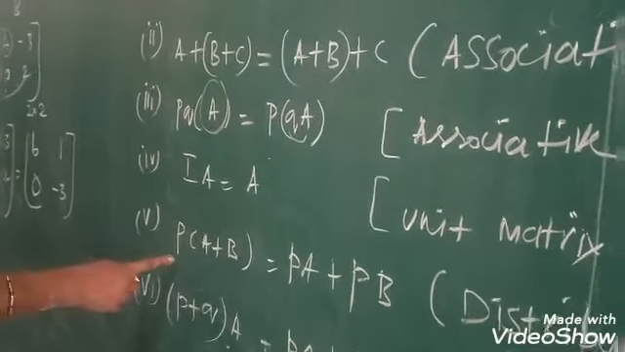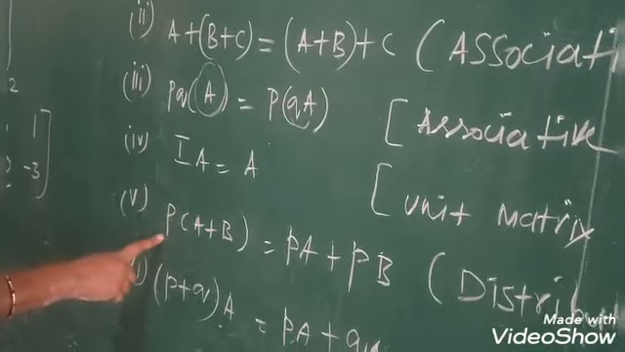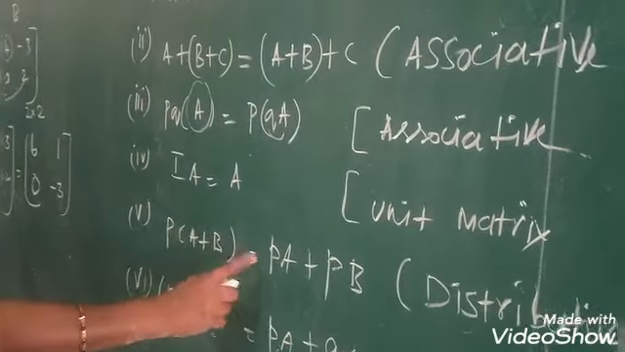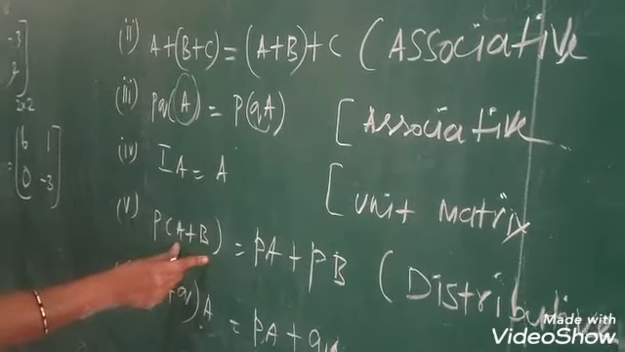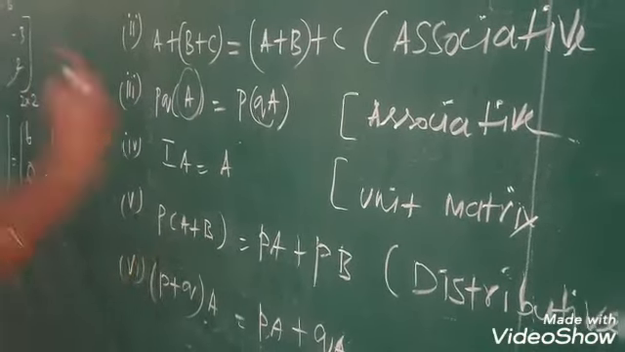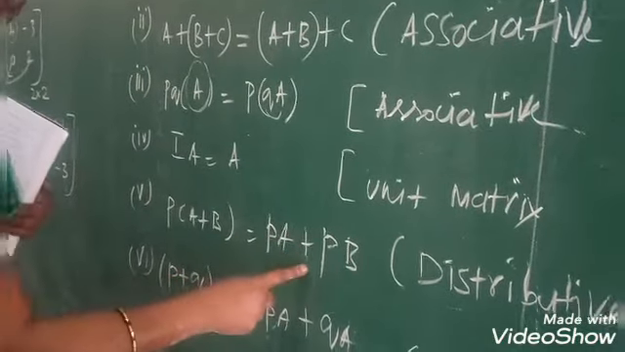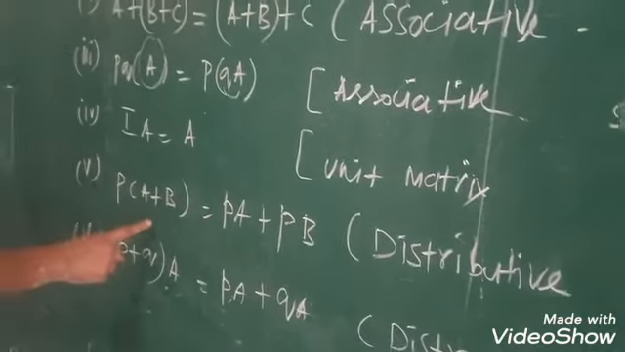And again, the distributive property. If you multiply with any one scalar, scalar means any one number, a constant. The LHS is P into A plus B: you add the two matrices, then multiply by the scalar. The RHS is: multiply each matrix by the scalar, and afterwards add, and you will get the same answer. This is called the distributive property of scalar over matrices.